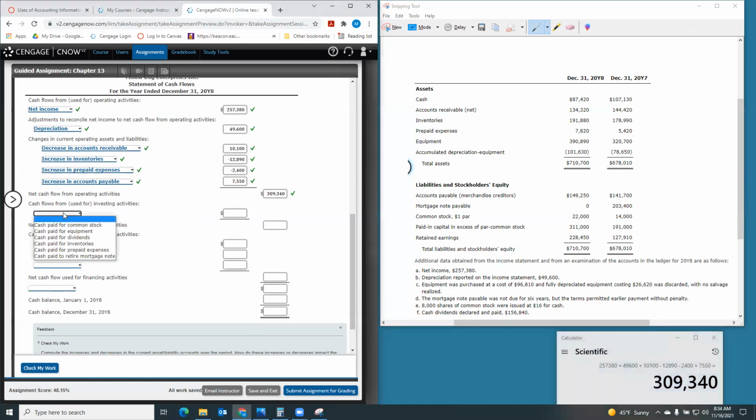So we're going to say cash paid for equipment. That's a negative because it's an asset going up. And if you just think about it, to buy the equipment, it would cost cash. So our net cash flow used from investing activities is negative $96,810.